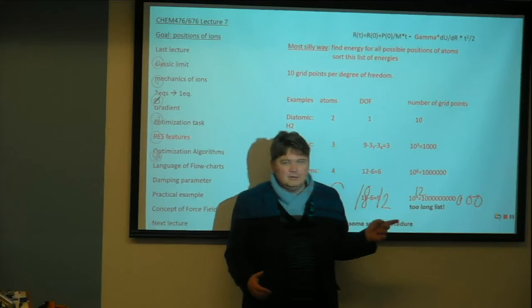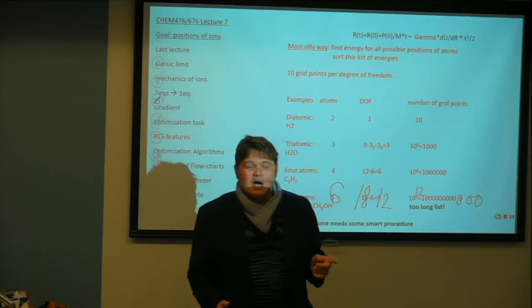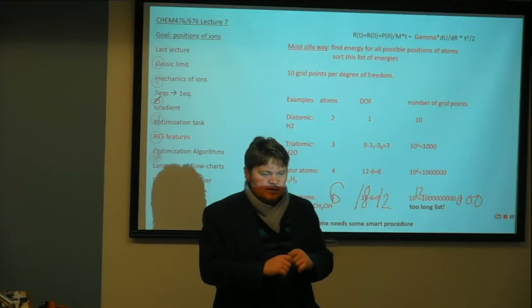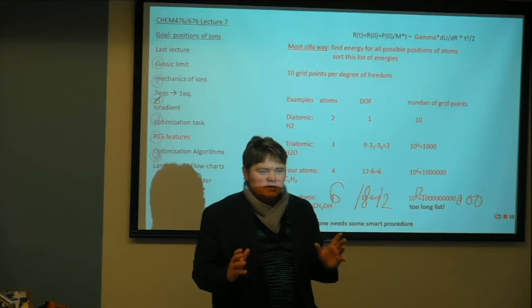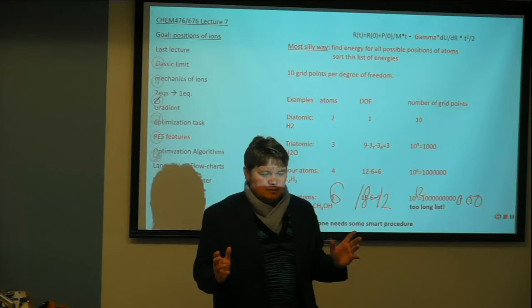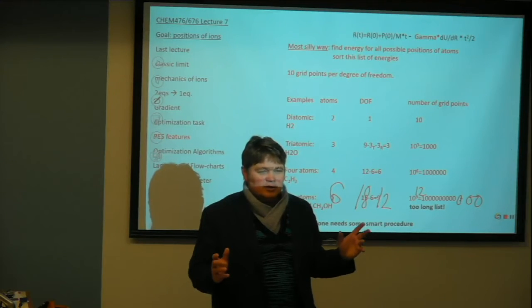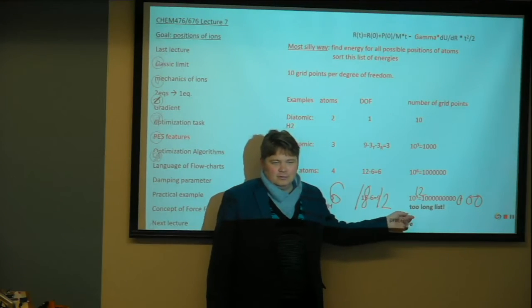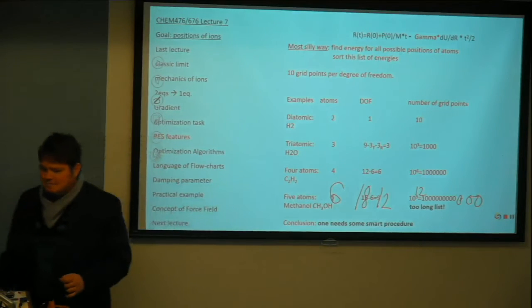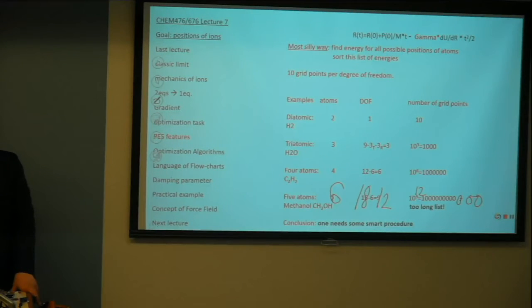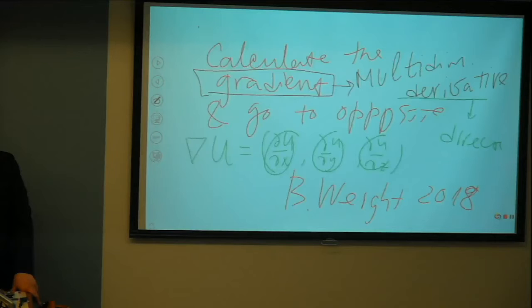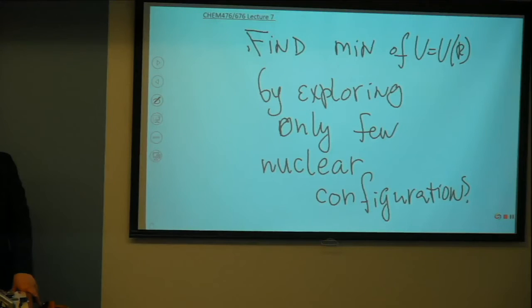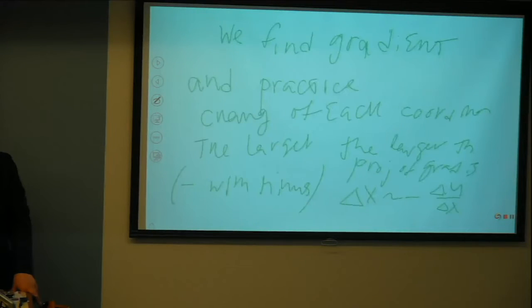How do you choose the number of grid points? I just decided that per degree of freedom I use only 10 grid points, because otherwise it will be too expensive. But it will be too expensive anyway. So reconstructing the potential energy surface is not always good. Gradient descent can be multidimensional.